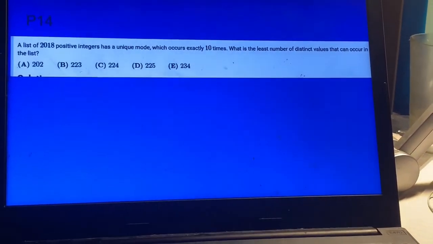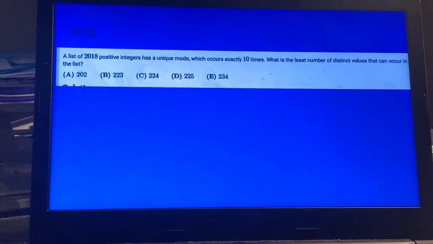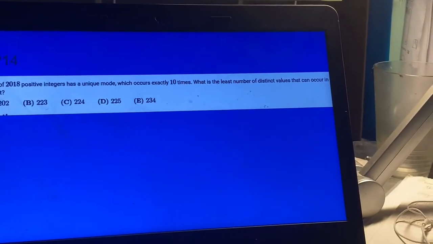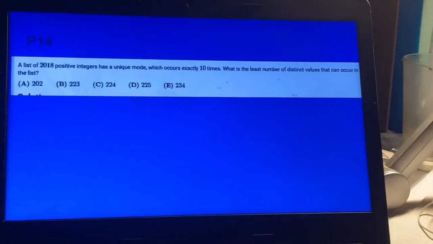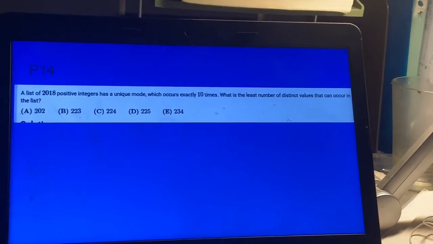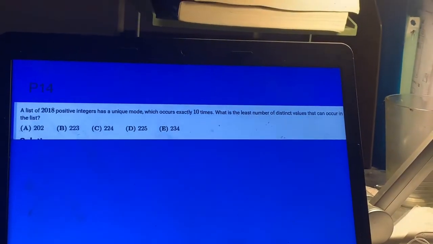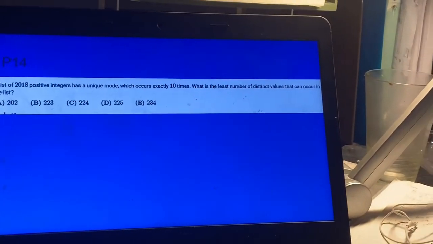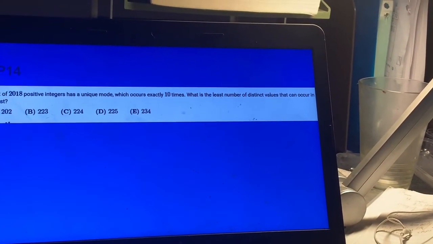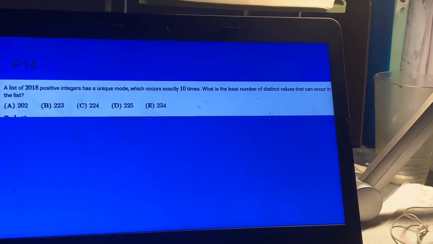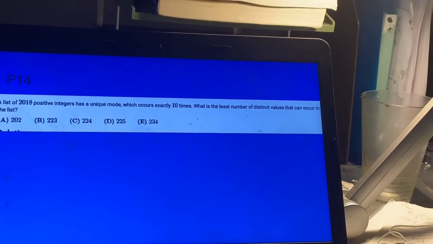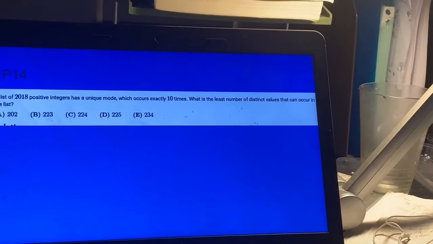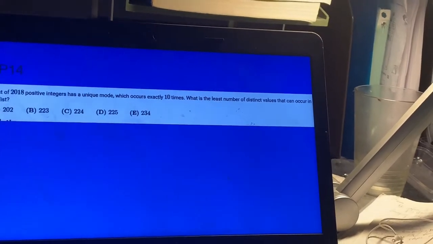A list of 2018 positive integers has a unique mode, which occurs exactly 10 times. What is the least number of distinct values that can occur in the list? So we know that it is mode exactly 10 times, so it's 10 minus 1 is 9. 2018 divided by 9 is 223. So we want the numbers to have largest values, like have more numbers for each one as much as possible, and we need the last number to have the mode of 10.